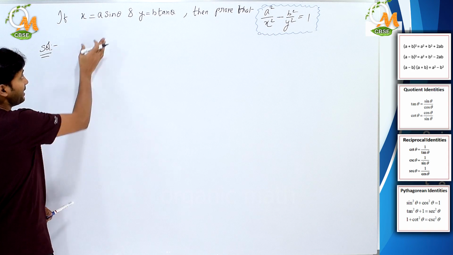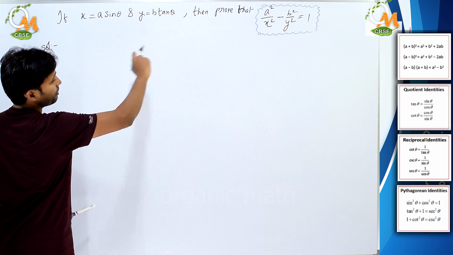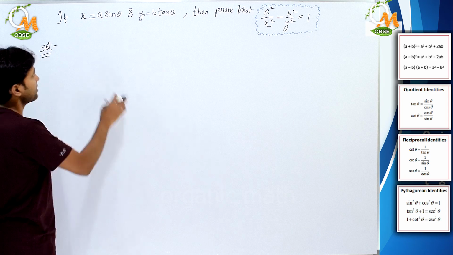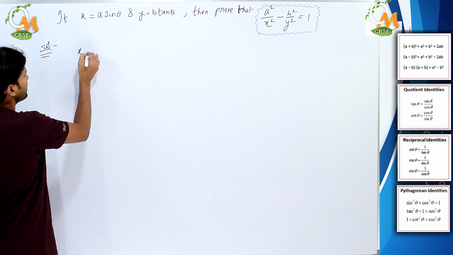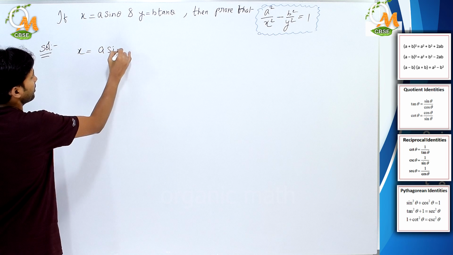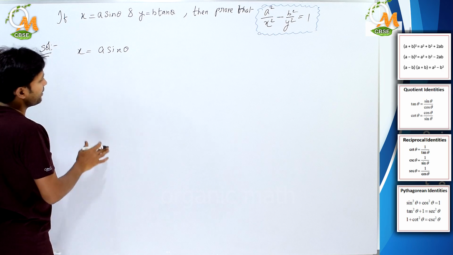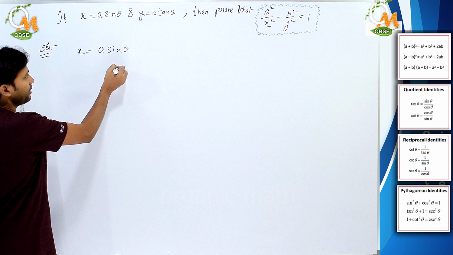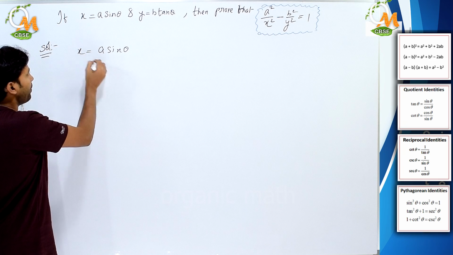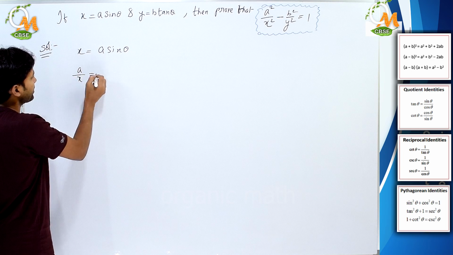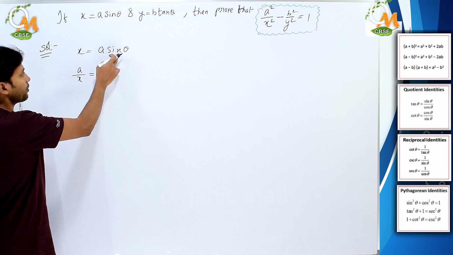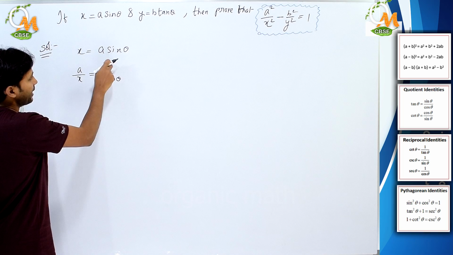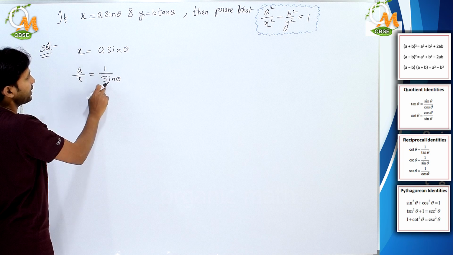So let us take the given conditions and we need to obtain a square by x square minus b square by y square equal to 1. Let us take the given condition x equal to a sin theta. Now bring this sin theta to the other side and this x to this side. Then a by x equal to 1 by sin theta, because we brought this x to this side, 1 will remain, so we get 1 by sin theta.